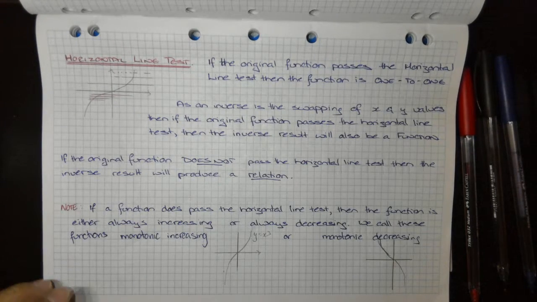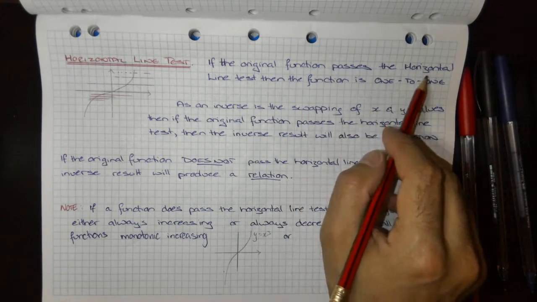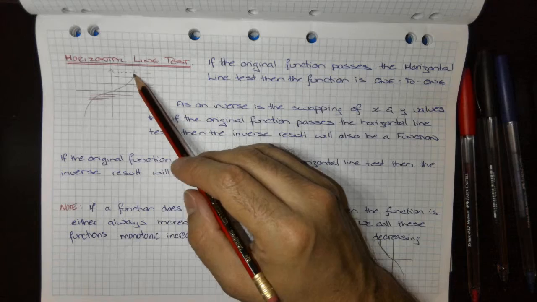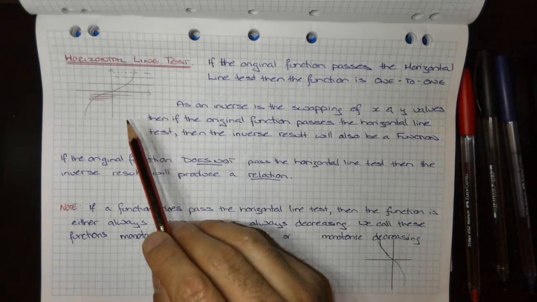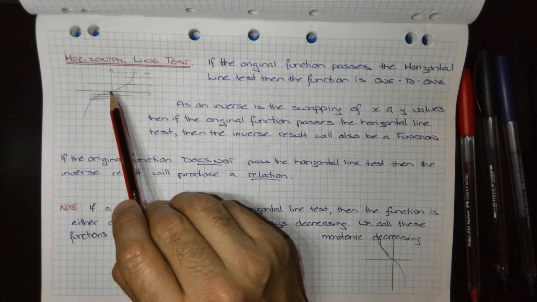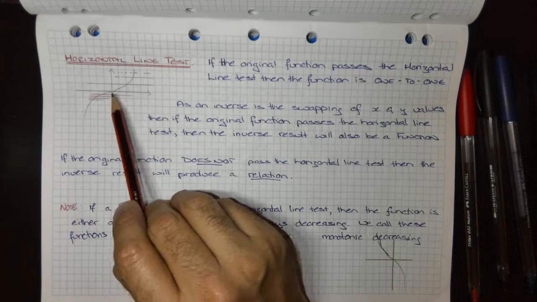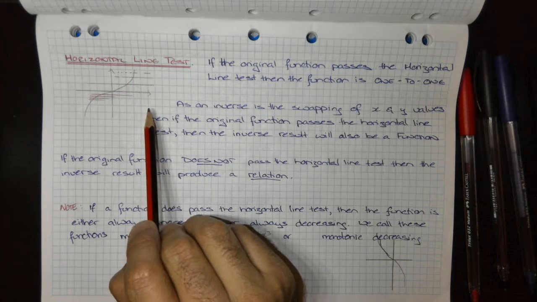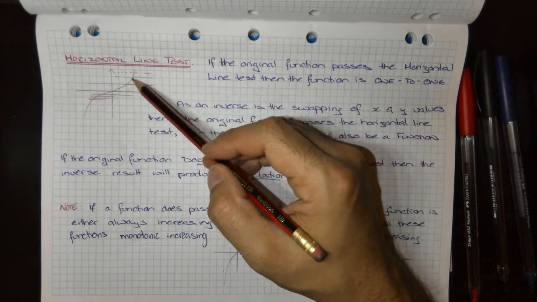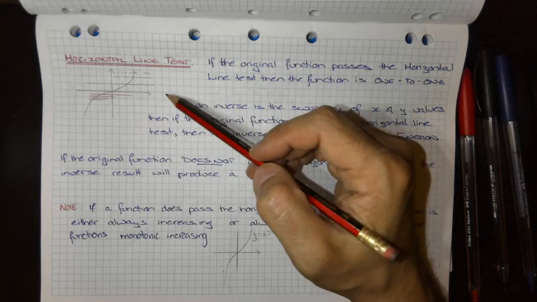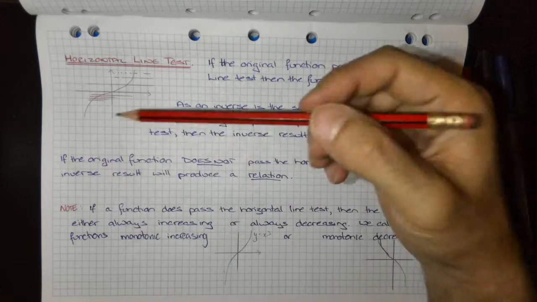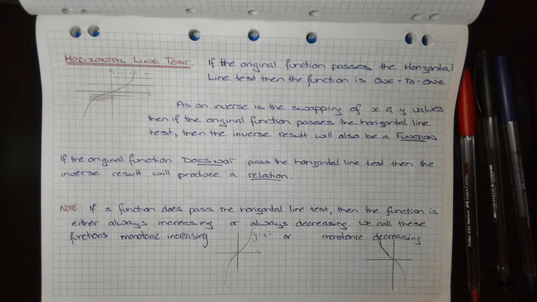Now, some important things. If we have an original function that passes the horizontal line test, such as y equals x cubed, then the original function is 1 to 1. As an inverse is swapping the x and y values, if the original function passes the horizontal line test, the inverse will also create another function. So if it passes the horizontal line test as the original function, it will create an inverse function, where for every x value there is one y value.